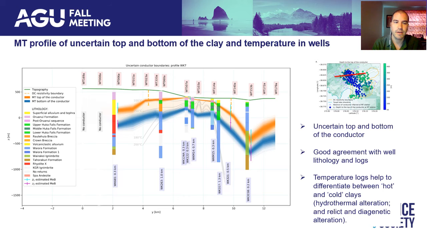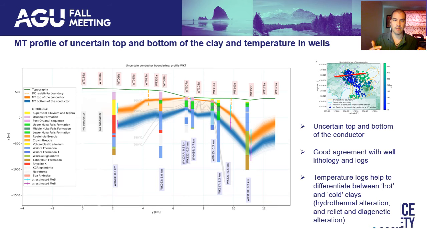And what I'm showing here is a real inversion of a profile in the Wairakei geothermal field, where we capture the uncertain top and bottom boundaries of the clay cap and compare them to temperatures in wells and also to lithology. From that analysis, we get good agreement with well lithologies and logs, and it also helps us to characterize the nature of the different clays that we observe in the field.